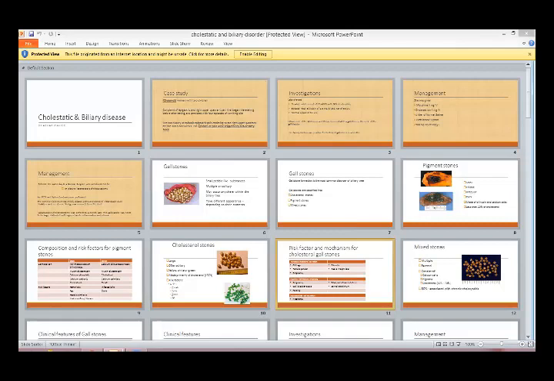So anyway, we are doing gastro systems. Today's topic is cholestatic and biliary diseases. It has a few diseases to cover, so I'm going to skip through some slides. We're going to go through the slides, and we're going to go through the case, and we will investigate it.